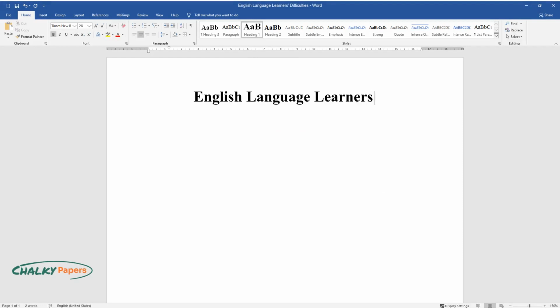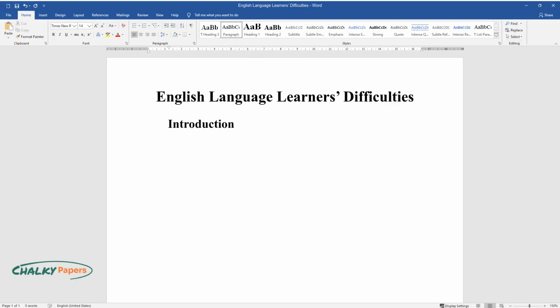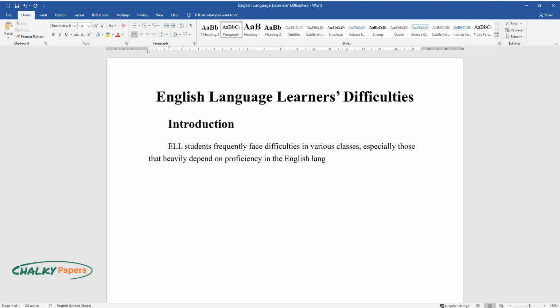English language learners' difficulties. Introduction. ELL students frequently face difficulties in various classes, especially those that heavily depend on proficiency in the English language. It is important to note that teachers who work with ELL students can be unqualified to perform such duties.